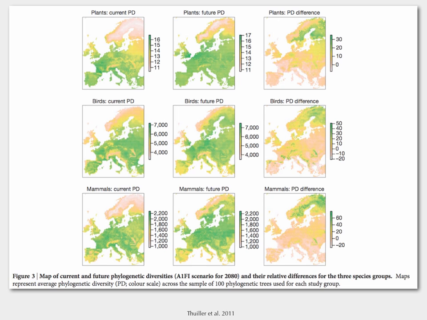And so here we can see what PD is right now. And like I see most places, as you get closer to the tropics, diversity increases, but so does phylogenetic diversity. You can see future PD, and then you can see the change. And note the scale for change.